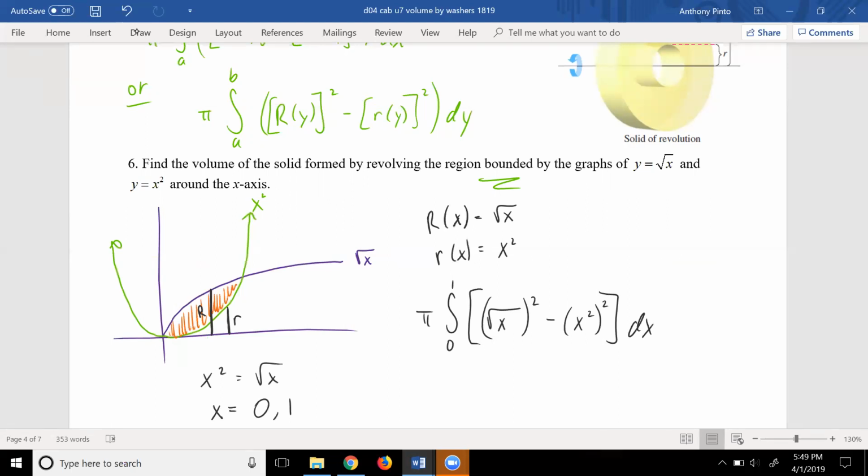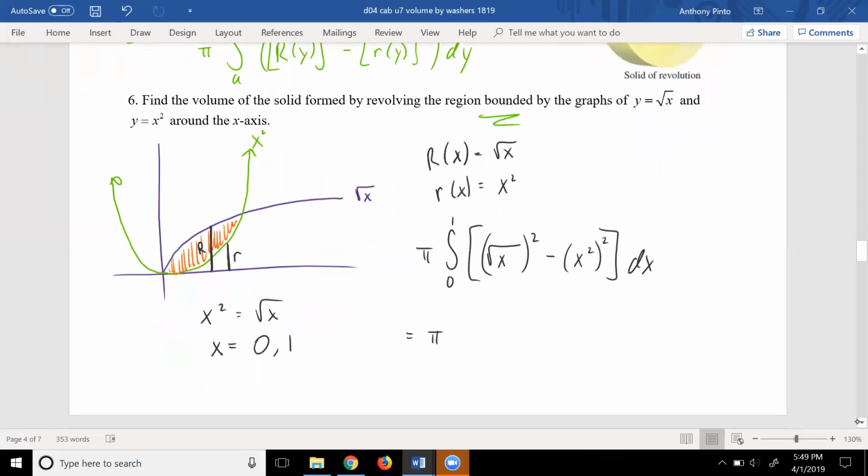Okay, and then we just solve these like we normally would. This is pi times the integral from 0 to 1 of x minus x to the 4th dx, which is equal to pi times x squared over 2 minus x to the 5th over 5 from 0 to 1.